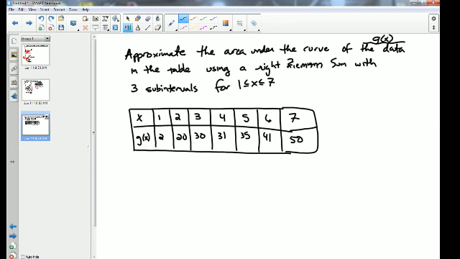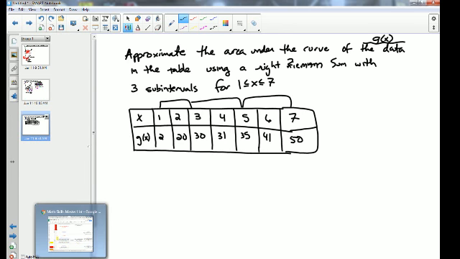Do they have to be uniform subintervals? No, they do not. I've made this uniform, but they don't have to be. There are 6 spaces, and you only want 3 subintervals, so instead of going by ones, we're going to have 2 wide ones. We're going to go by 2s now.